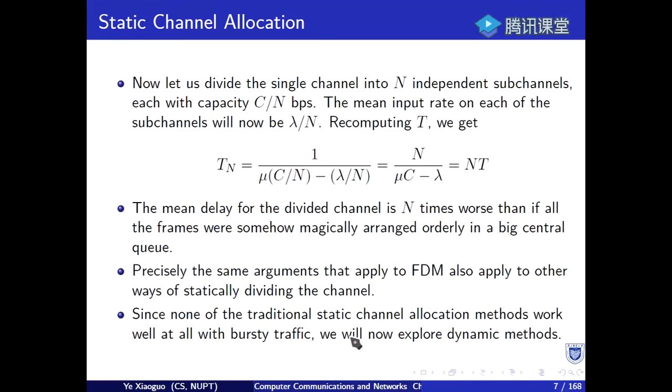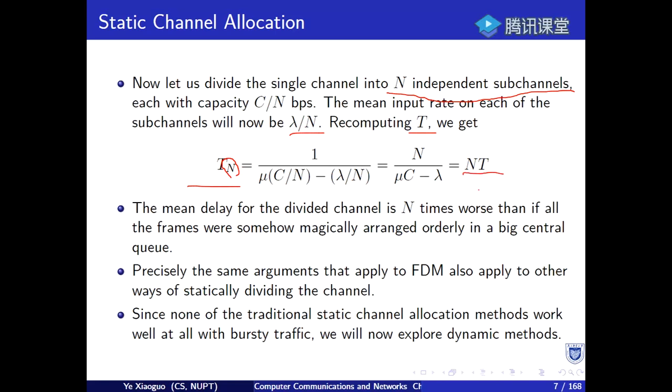Now let's divide the single channel into n independent subchannels, each with capacity C divided by n bps. The mean input rate on each of the subchannels will now be this. Recomputing T, we get Tm. Here Tm means dividing into n independent subchannels. In this situation, we get a new delay.